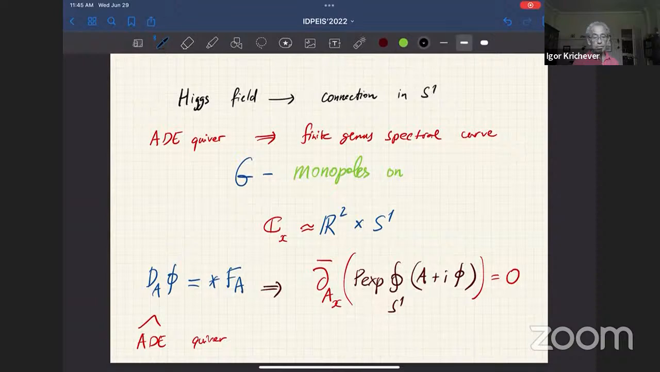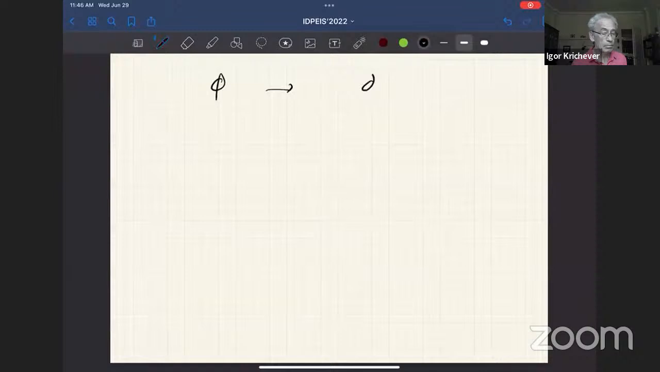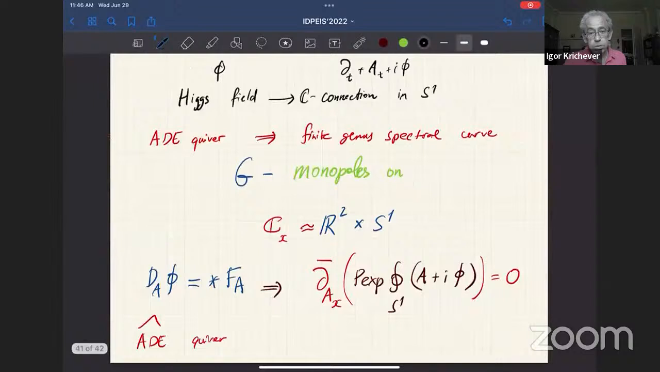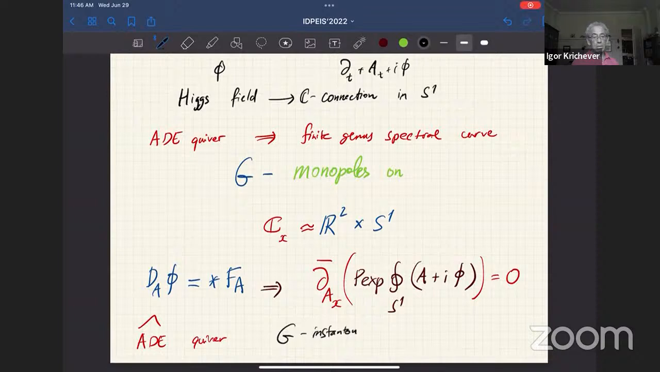generalization. Here we replace the Higgs field by the complex connection in S1, but we can also replace the Higgs field by connection along the two-torus. So that's another generalization, and that's what you get for these affine type theories. So we get instantons, G instantons on R2 cross T2. The genus of this curve, as you know, is related to the rank of the gauge group.